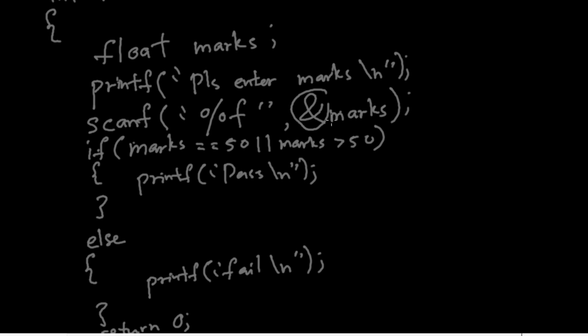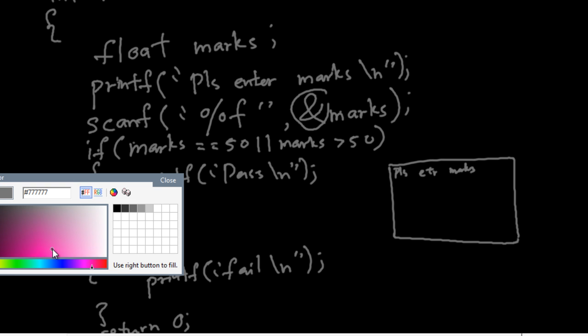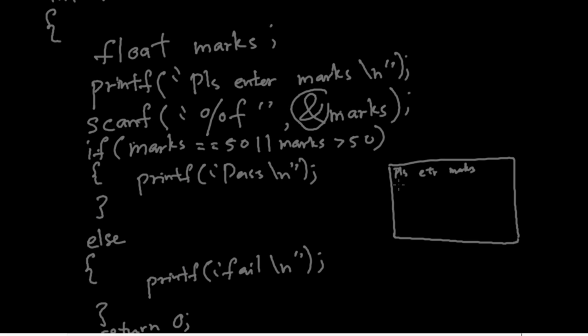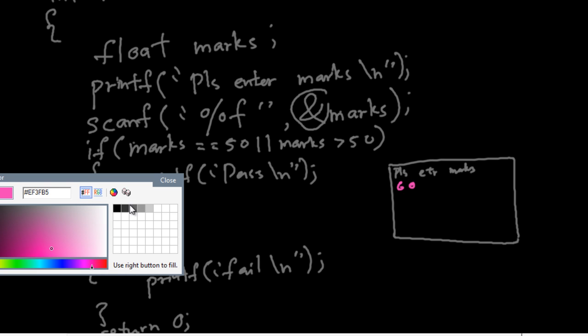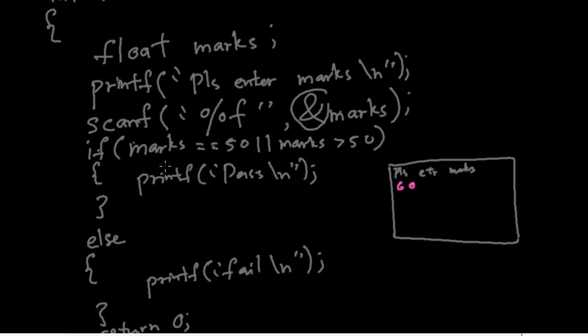This is how the command prompt would be. The first line of the program will ask, please enter marks. Because of this \n, it goes to the next line and allows the user to enter. Now I'll use a different color for the user's input. Let's say the user enters 60. So what does the program do? The program checks if it is equal to 50 or more than 50.